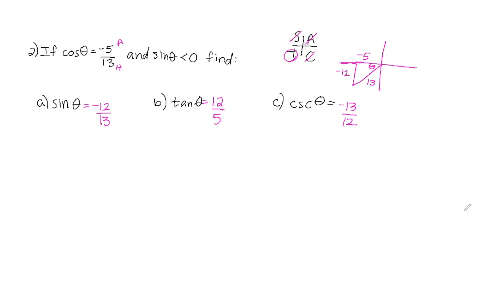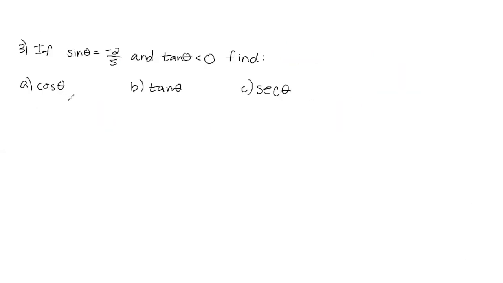Let's do one more like this. Number 3, if sine theta equals negative 2 over 5 and tan theta is less than 0, find cosine theta, tan theta, and secant theta. I'm going to do the same thing I did in the previous example. I'm going to figure out which quadrant I'm in first. So sine's negative, I cannot be in the first quadrant or the second quadrant. And if tan's negative, I can't be in the third quadrant. So this angle theta must be in the fourth quadrant.